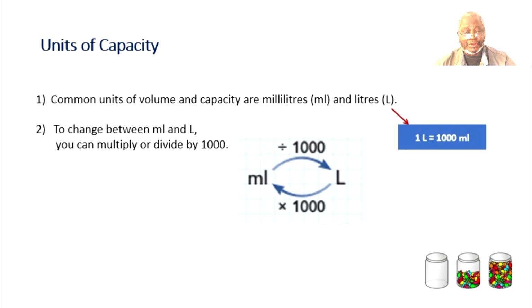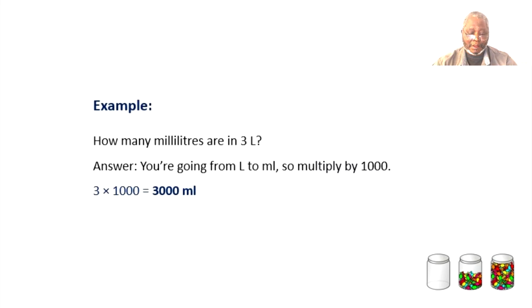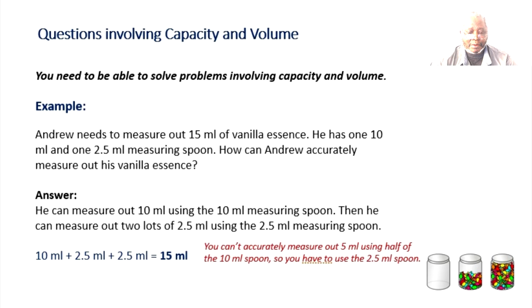You'll find that a lot of decimals will come into play when you're doing these types of problems. Example, how many mils are in 3 liters? Answer, you're going from liter to mil, so you have to multiply by 1,000 and your answer is 3,000 mil, or milliliters. Let's look at some questions involving capacity and volume.